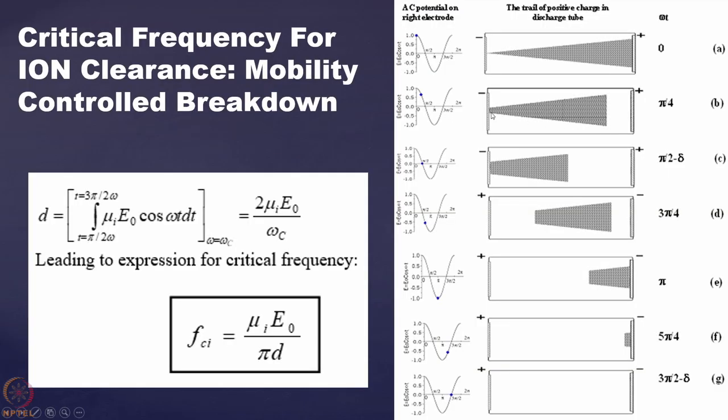This tail part has entered into the negative electrode. Then time is moving, and once upon a time it reaches over here, t equal to pi by 2 omega minus delta. That means that still this positive space charge which was created due to breakdown is still moving on the left side. Now, after that what is happening, this is becoming positive.